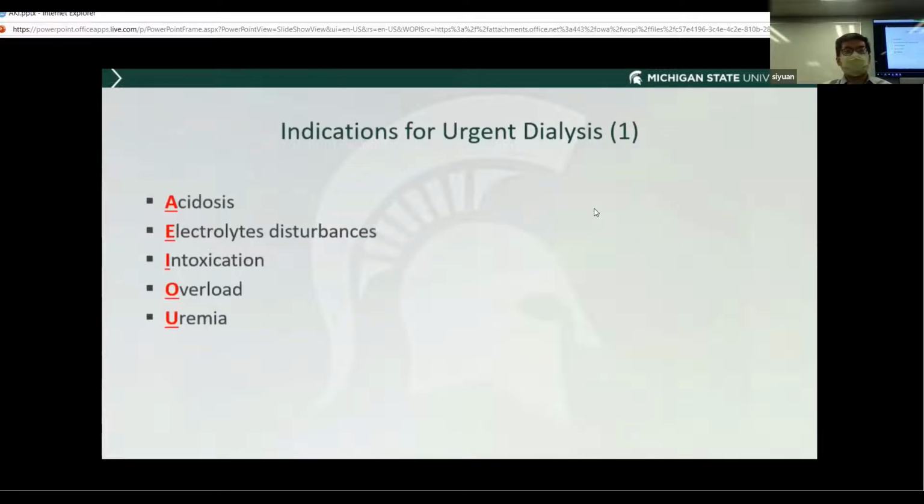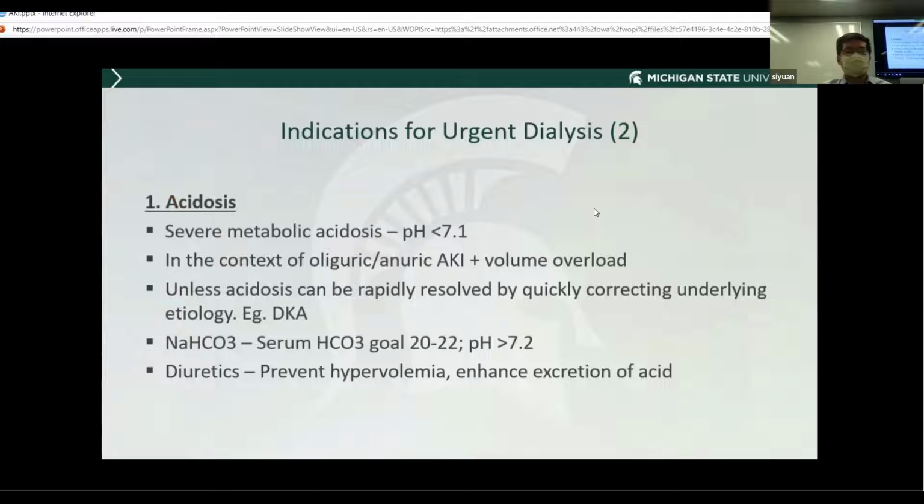But there are several caveats to all of this. Not all acidosis needs dialysis. So we'll go down into each of them. Not every acidosis needs dialysis. It has to be severe acidosis with a pH of 7.1, in the context that the patient is anuric or oliguric or volume overloaded.